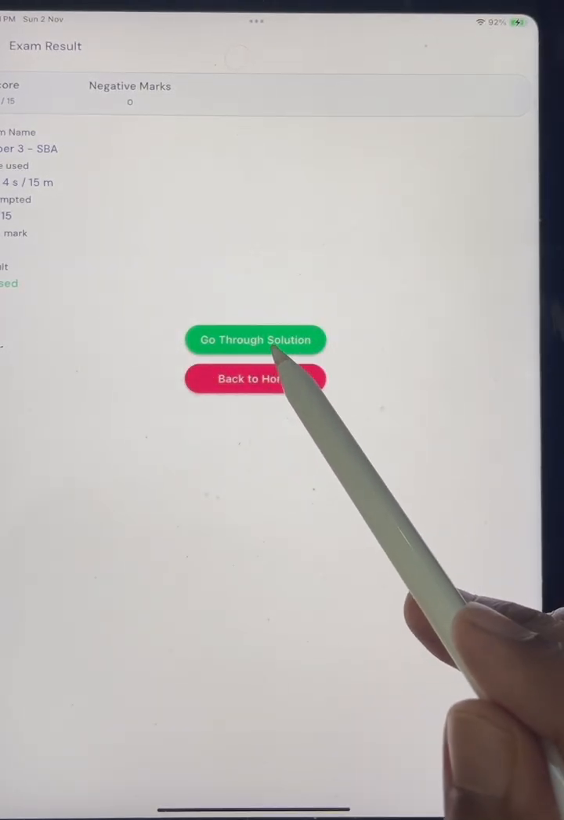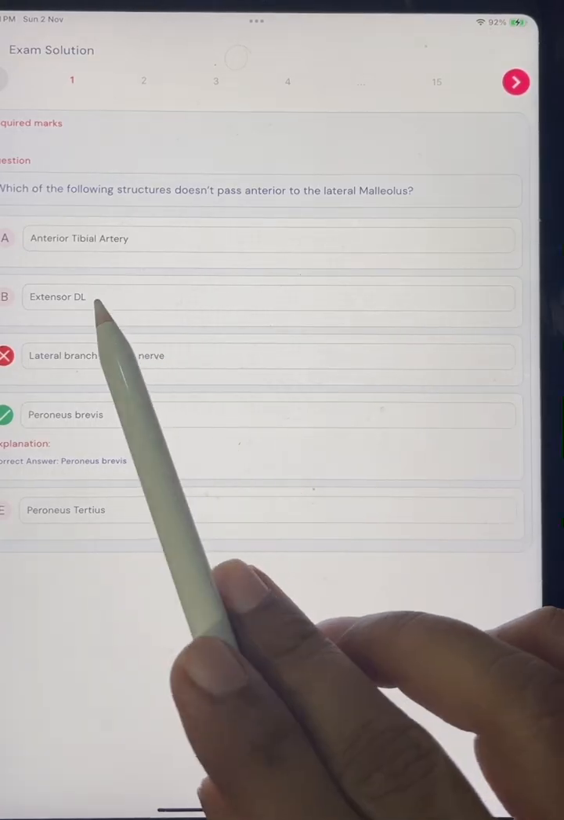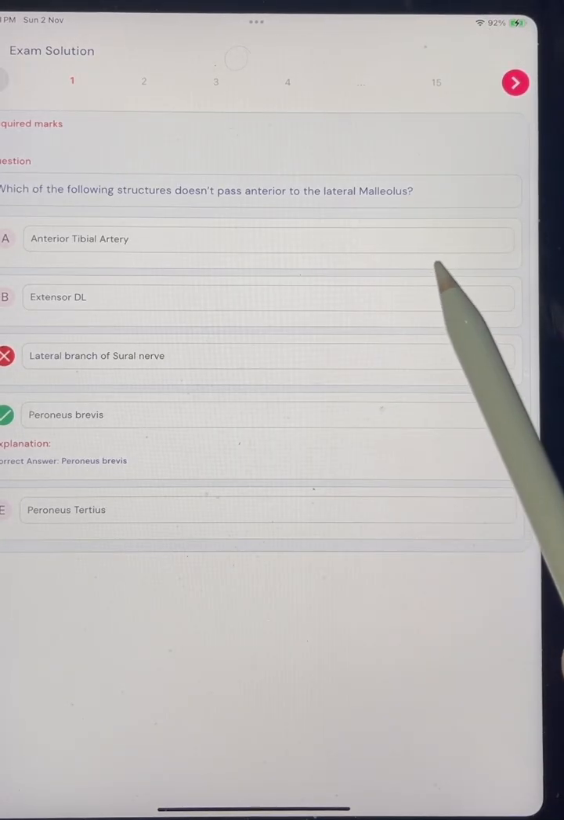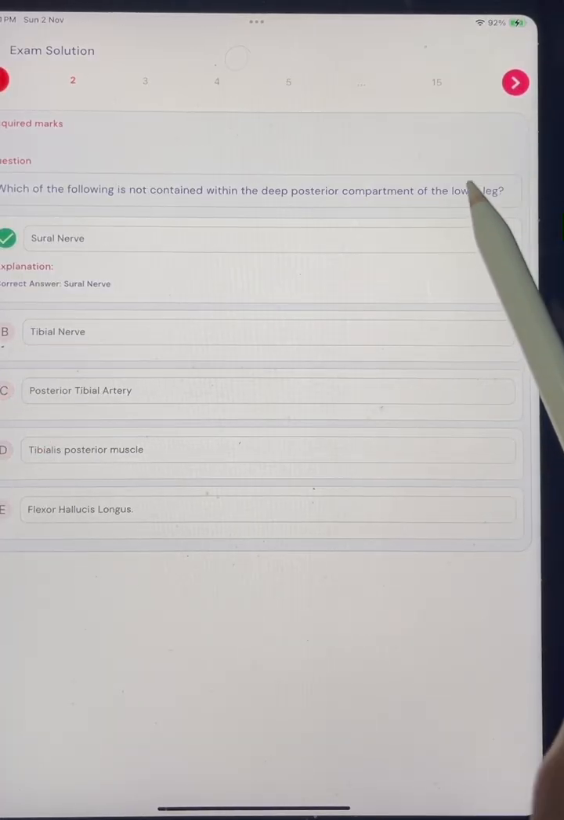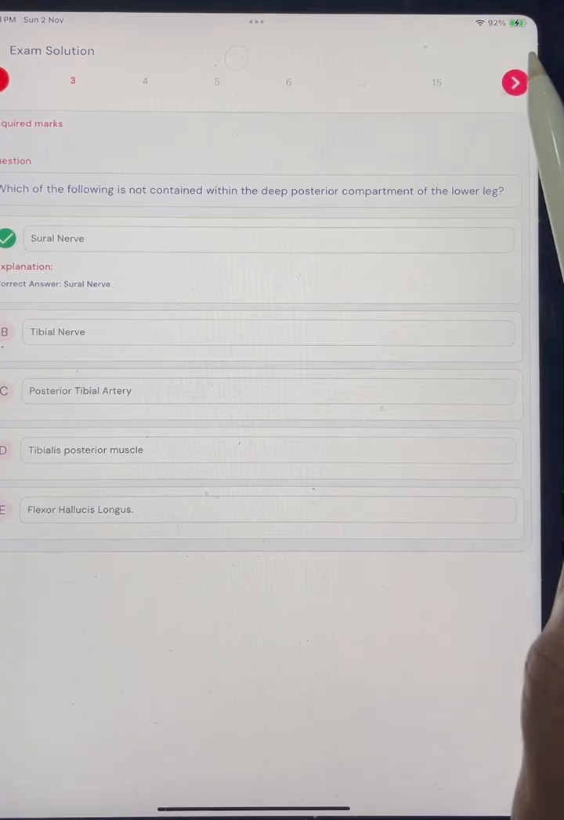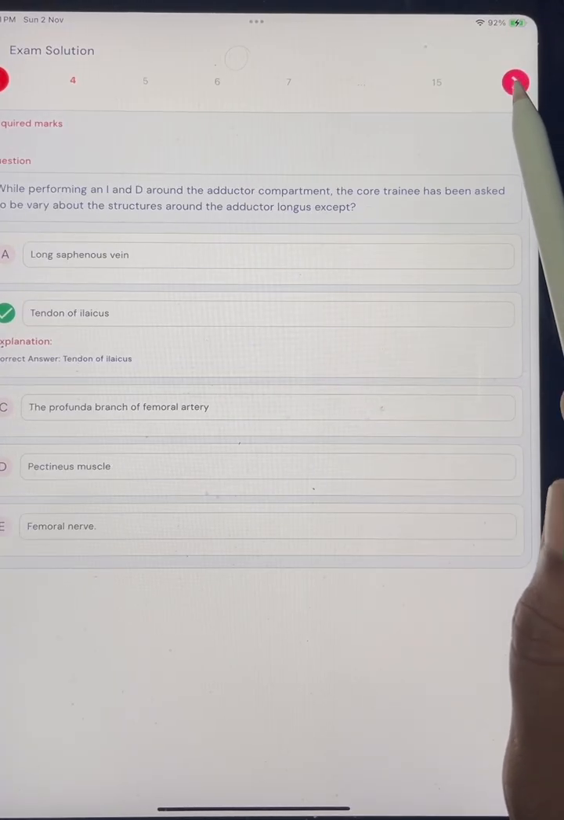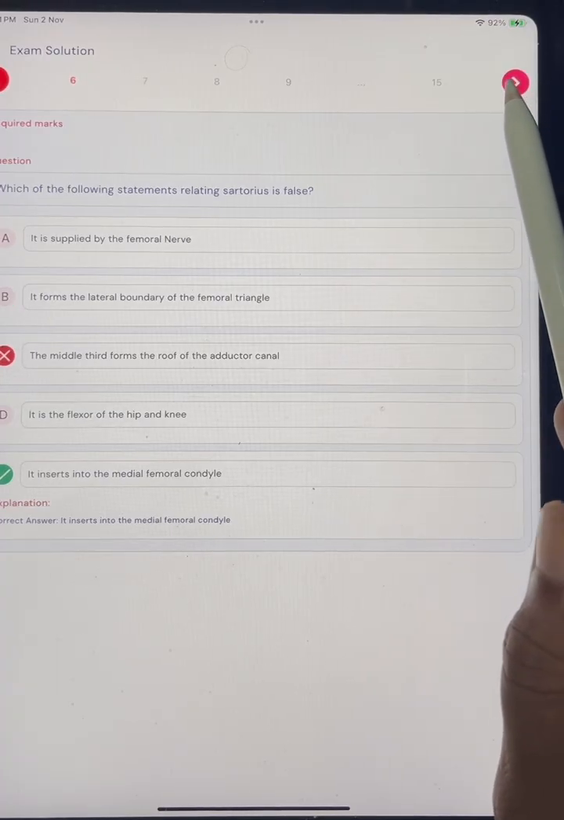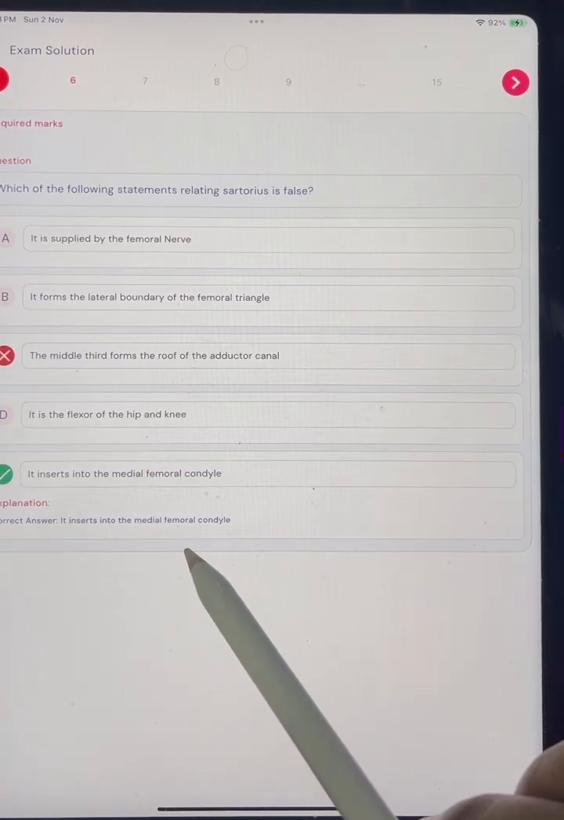Again, question 11. Go through the solutions. Which of the following structures does not pass anterior to peroneus brevis? Deep sural is correct. Superior aspect of the fossa is correct. Tendon of iliacus is far away. Femoral vein is the lateral boundary. It inserts into the medial femoral condyle.